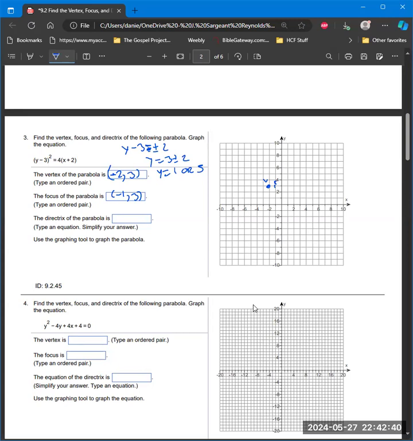So the points on the latus rectum are going to be when x is negative 1, y is 1, or y is 5. It's going to look like that, and like that. Again, your graphing tool will make that perfect. The directrix is going to be 1 to the left instead of 1 to the right, so that's going to be x equals -3.